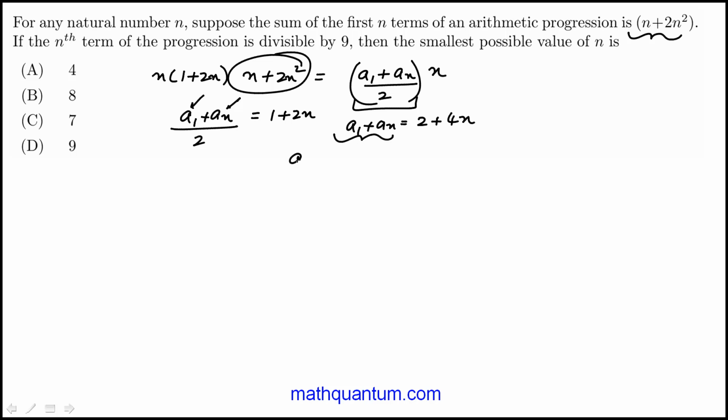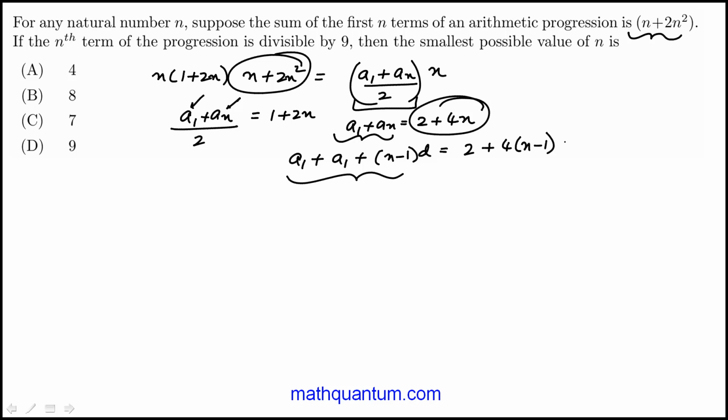Now the nth term is a1 plus n minus 1 times the common difference. So what I'll try to do is to put this in the same format as that. Instead of n, I want n minus 1 here, and that means I need to add a 4. So I'm trying to match these two.